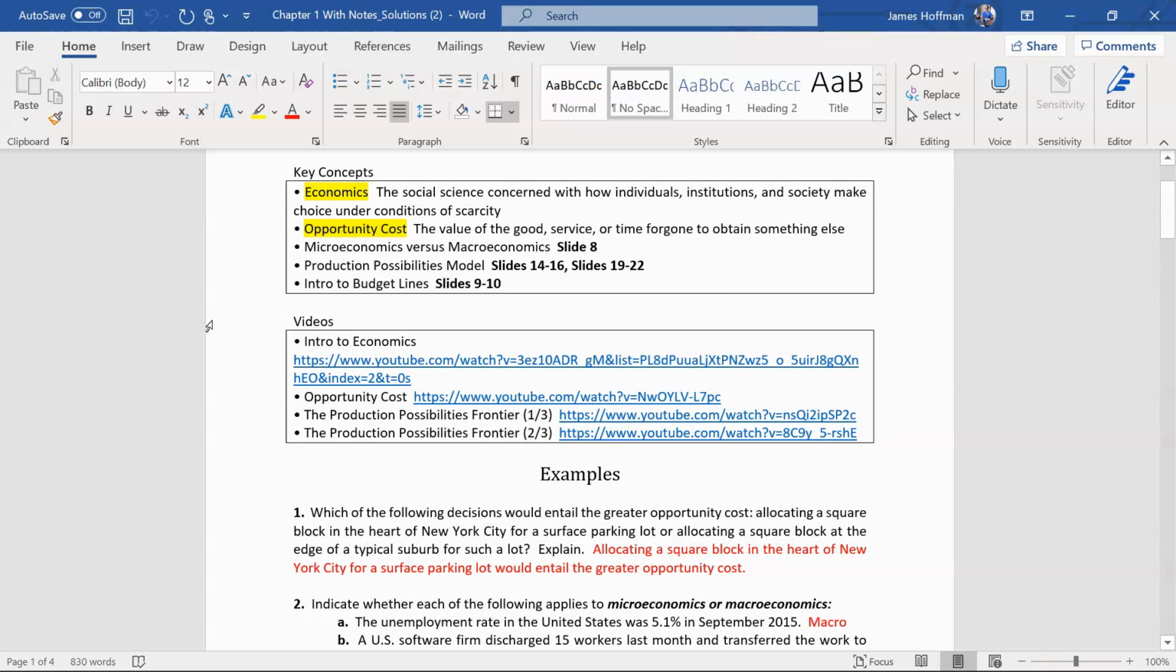And the last concept I want you guys to learn from chapter 1 is an intro to budget lines. And I think this will be the homework assignment, or there'll be a problem from this concept on the chapter 1 homework. So let's look at slides 9 through 10.